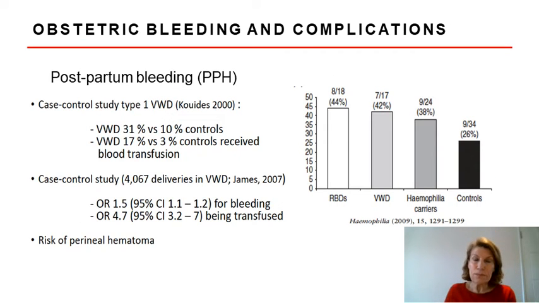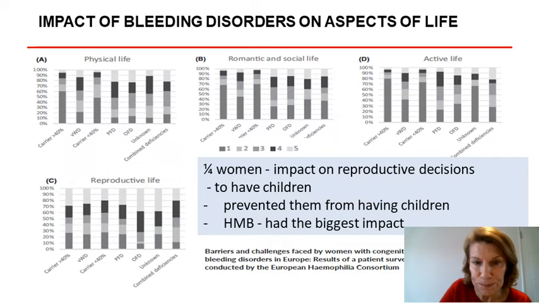So when it comes to pregnancy, the main risk of bleeding is postpartum hemorrhage, or sometimes you have concealed bleeding in the form of perineal or pelvic hematomas. And again, these studies showed that women with von Willebrand disease have a higher risk of postpartum hemorrhage. Not only that, the hemorrhage is usually more severe and more likely to need a blood transfusion.